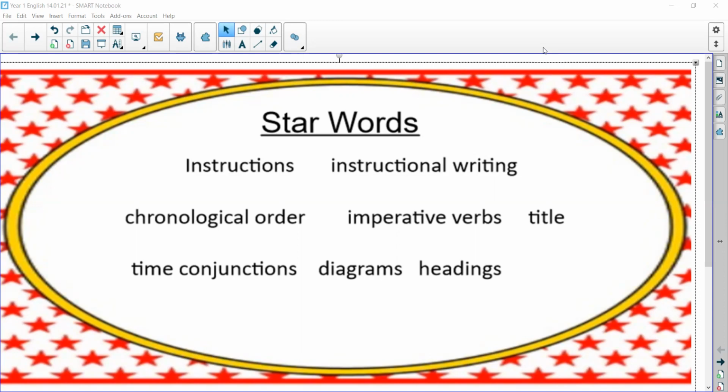Instructions are things that we follow, whether they be oral or written or pictorial. And instructional writing is the sort of writing that we have been doing, the genre of writing that we have been looking at over the past 2 weeks.